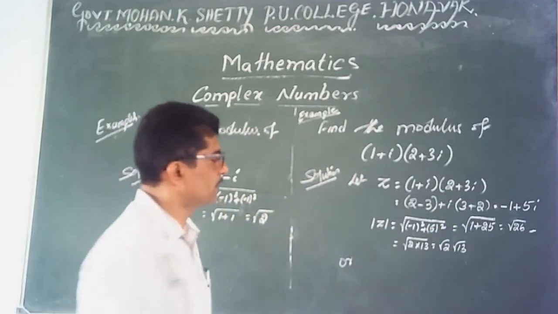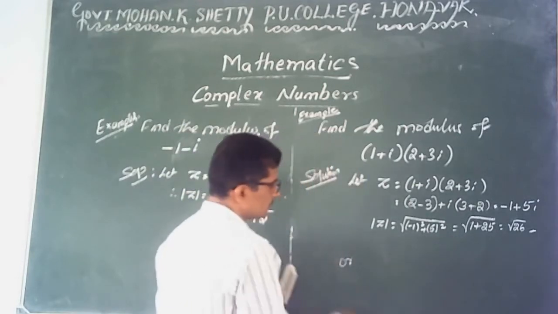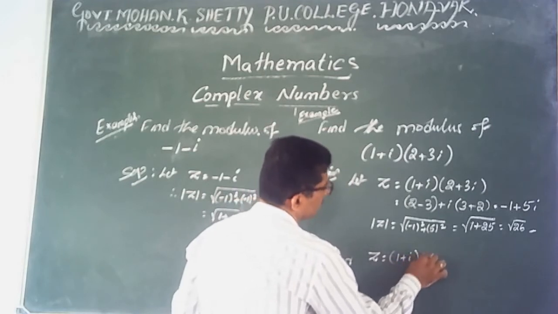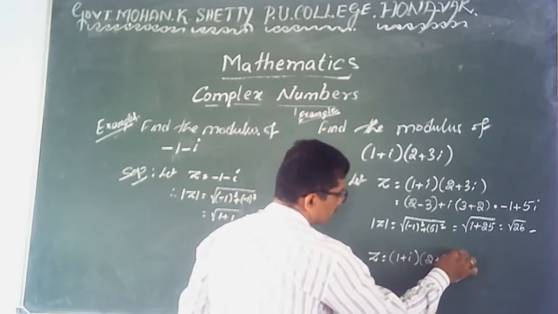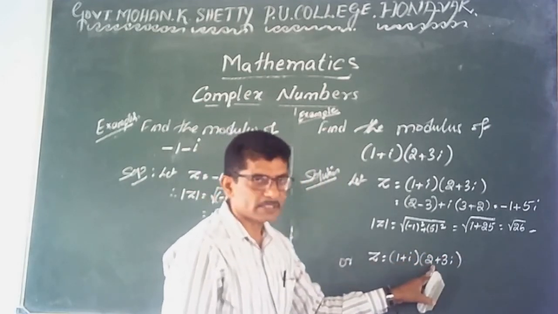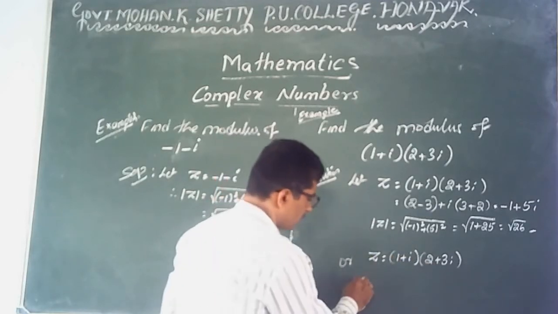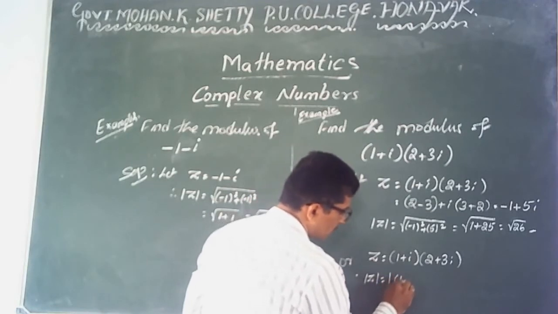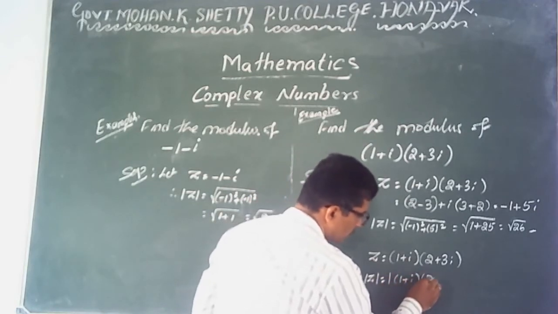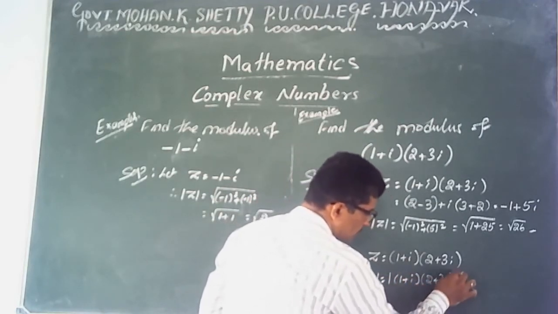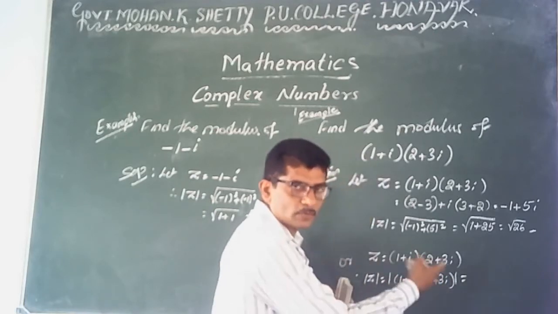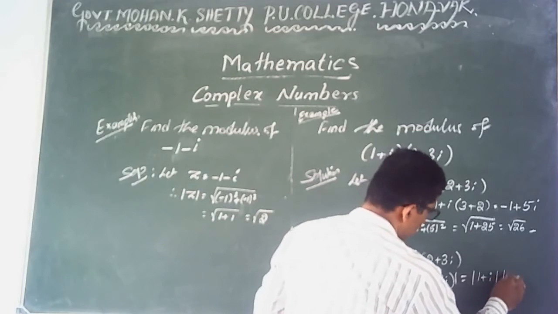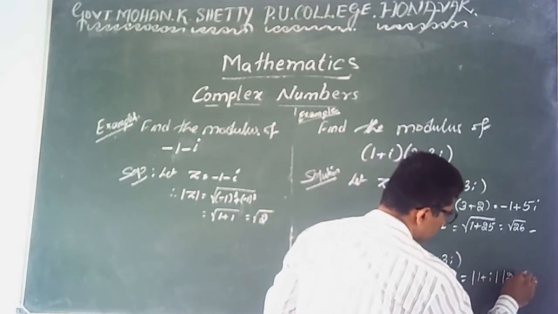Now, if you use the property, what is z? Z is equal to 1 plus i into 2 plus 3i, the product of two complex numbers z1 into z2. Therefore, the modulus of z is equal to modulus of z1 into modulus of z2. You know that modulus of the product equal to product of their modulus. Modulus of 1 plus i into modulus of 2 plus 3i.